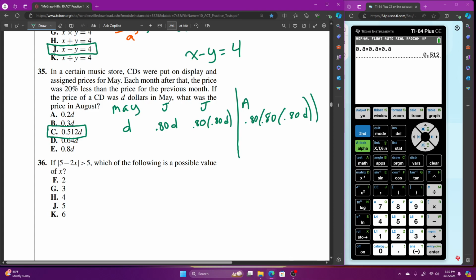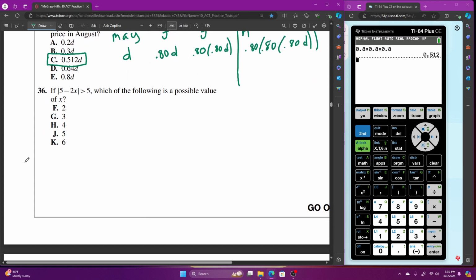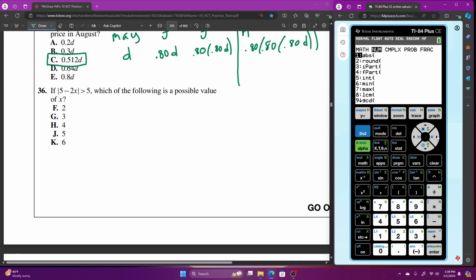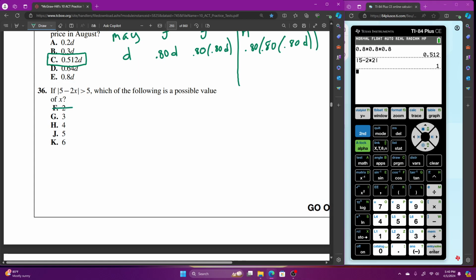And then number 36 says, if the absolute value of 5 minus 2x is greater than 5, which of the following is a possible value of x? So we need it to be greater than 5. Well, I can just put in my absolute value. Math, absolute value. Find that on your calculator. 5 minus 2 times answer choice A, which is 2. 1 is not greater than 5, so 2 is not the answer.